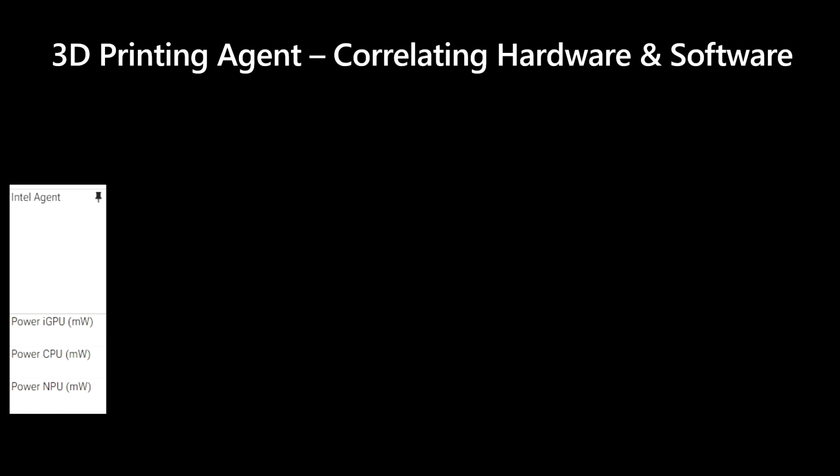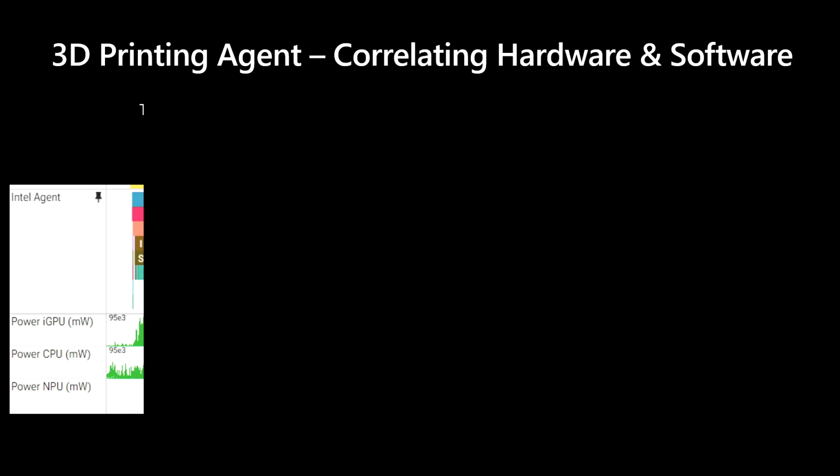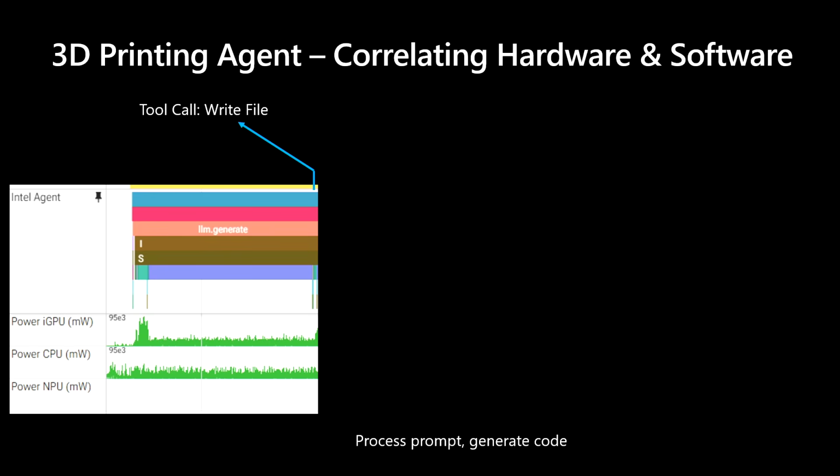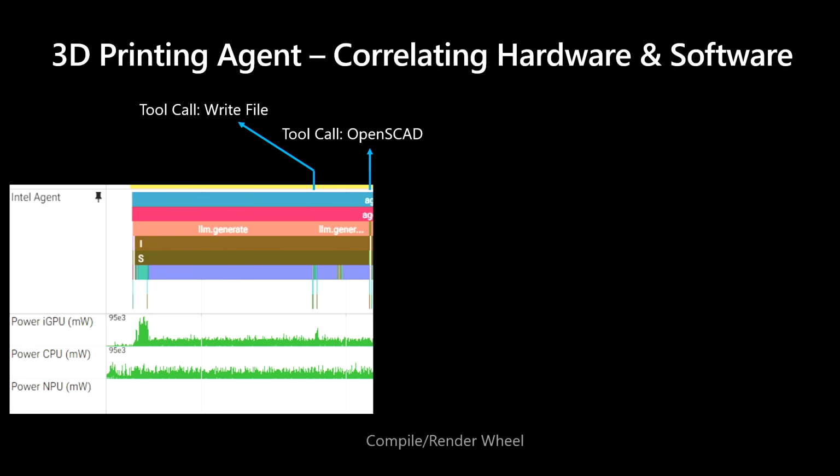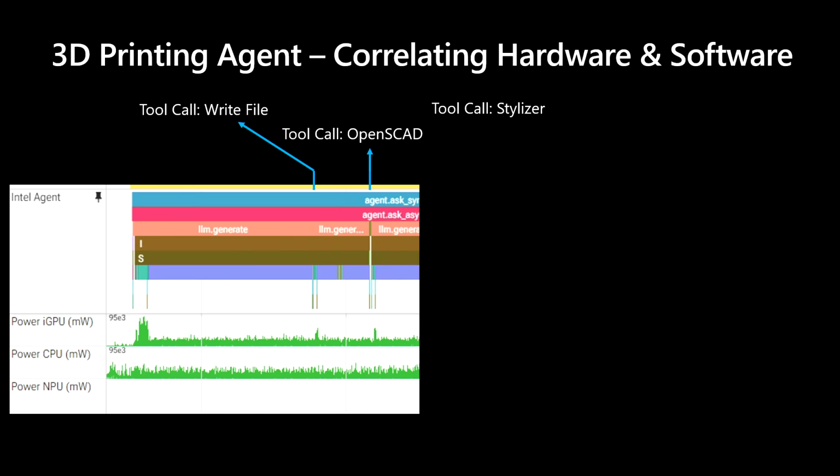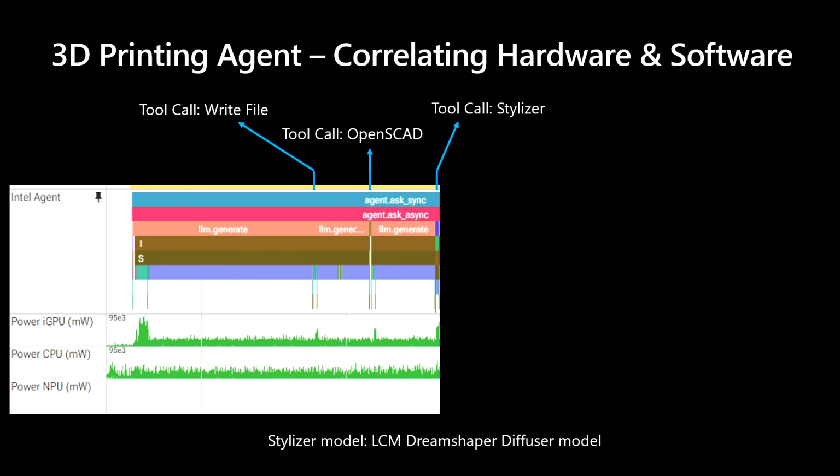So based on the information that we just learned from Vasanth, let's take this into practice. The example that we showed earlier with the 3D printing agent, if we were to instrument it, let's look at what we're doing. First thing, we asked it to create the wheel. So the agent is processing the request and is generating the code. The first tool call is going to be writing the file. So the code that it generated is written into a file. And then after that, it's calling a stylizer. So after the code is created and rendered, it passes it through a stylizer. In this case, it's running an LCM DreamShaper diffuser model.